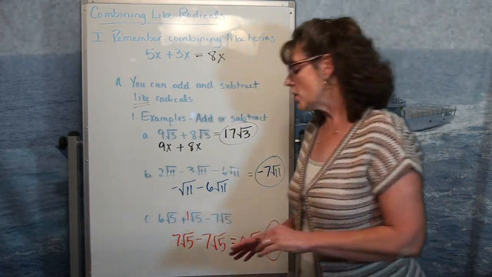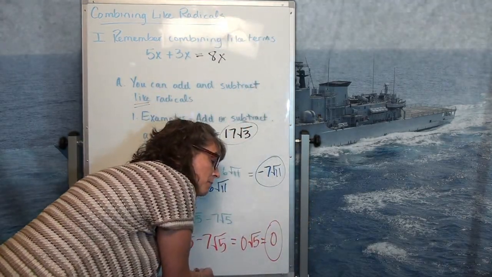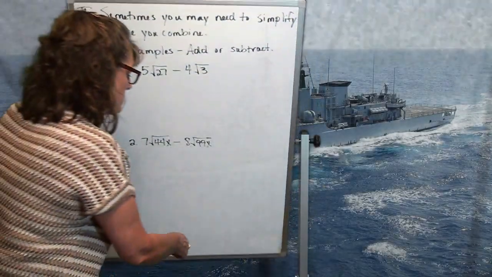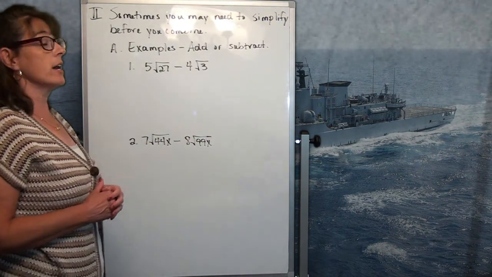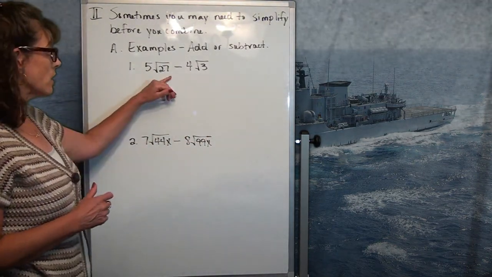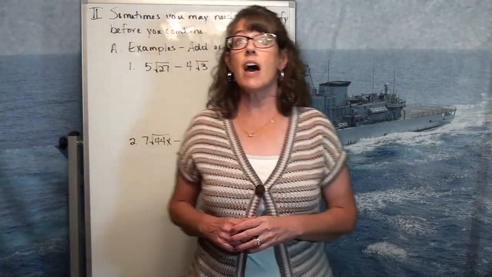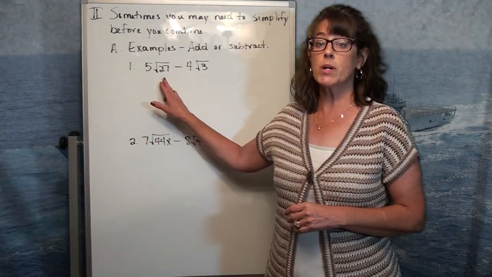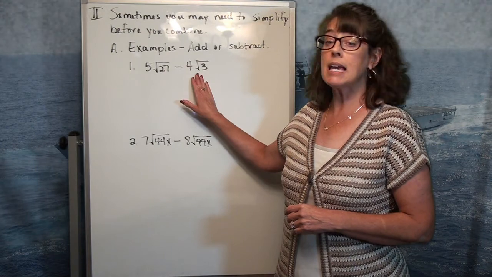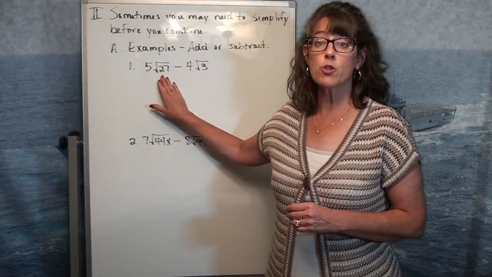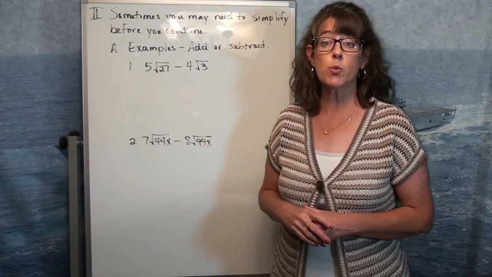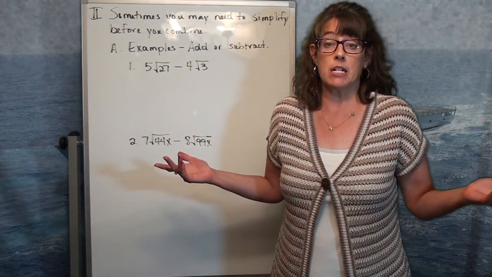Now, let's shake it up just a little bit, because sometimes you're not going to have like radicals. And when you don't have like radicals, then what are you going to do? Take a look at this one. This says I have 5 of these square roots of 27, and I'm taking out 4 of these square roots of 3. But the problem is, I don't have any square roots of 3 in there. I only have square roots of 27. Now what am I going to do?